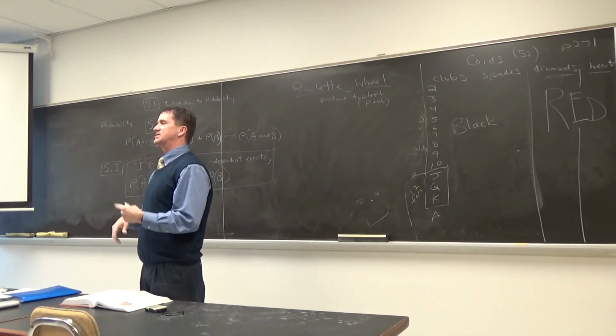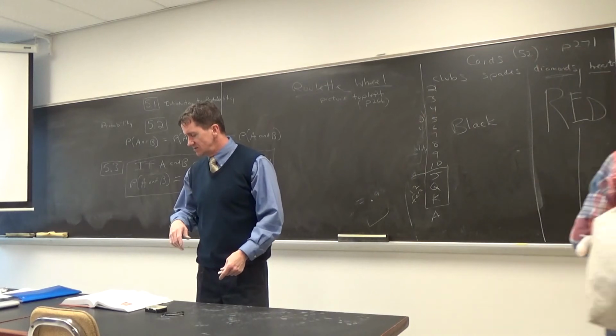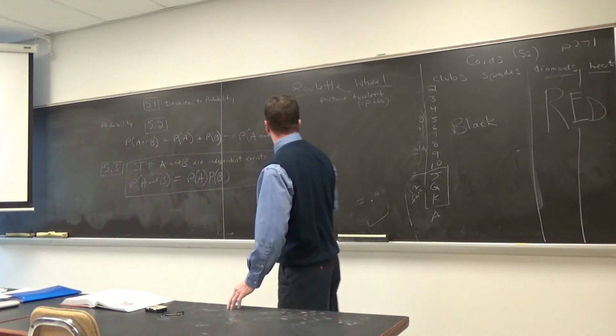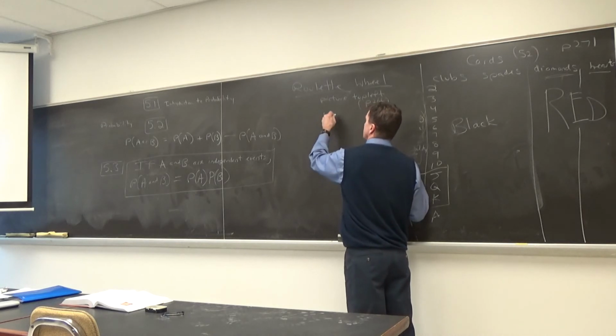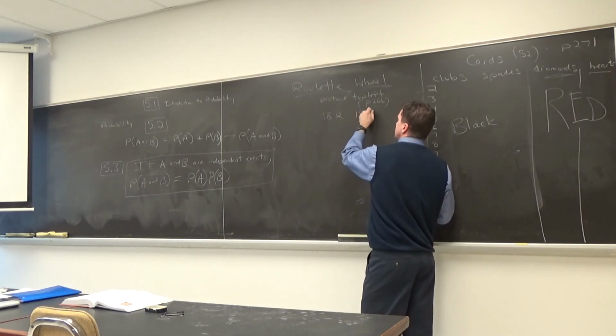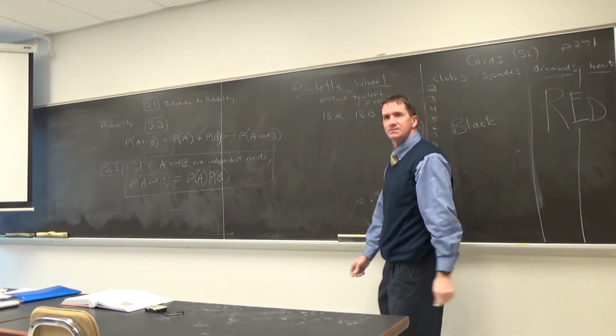And I'm going to put down what's on this roulette wheel. There are numbers, but there are also colors, reds and blacks, and there's a green. There are 18 reds, 18 black slots, and 2 green slots.